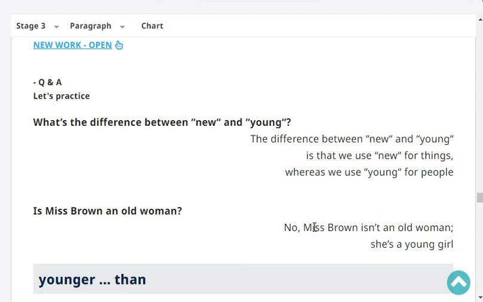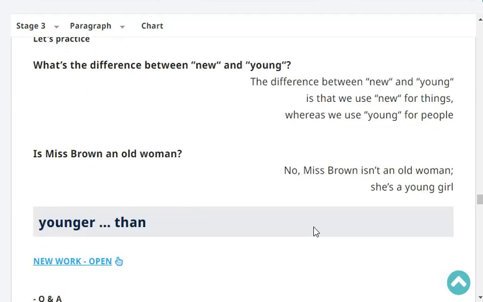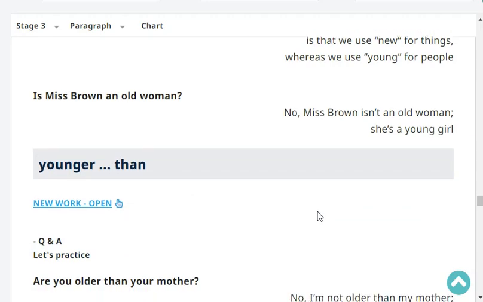Whereas we use "young" for people. But is Miss Brown an old woman? No, Miss Brown isn't an old woman. She's a young girl. Very good.